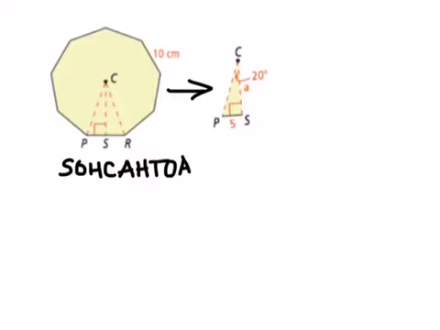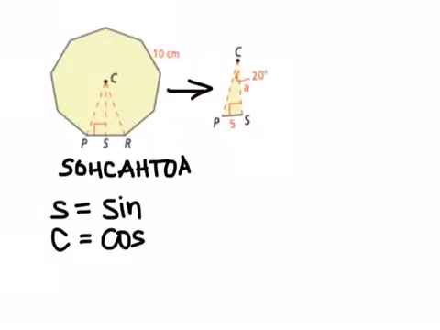SOHCAHTOA. All these crazy letters that you see here, these all stand for something. So the S stands for sine, the C stands for cos, and the T stands for tan. And you can find all these on your calculator. All of these letters are actually grouped together in tiny little groups. So SOH is together, CAH is together, TOA is together.